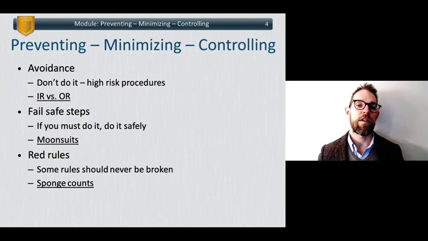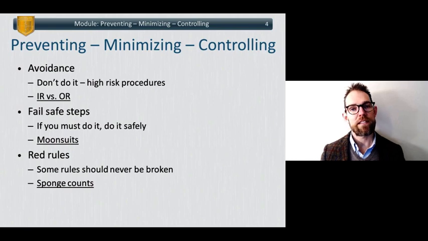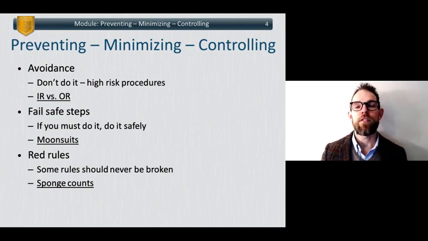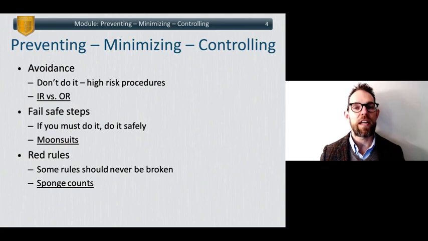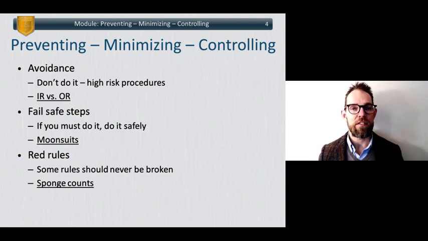So there are 3 overarching parts: avoidance, fail-safe steps, or red rules. In terms of avoidance, it's more a question of don't do it. High-risk procedures. This is a patient who has taken an ACE inhibitor and now has a swollen tongue and angioedema, airway compromise. Should I do this fiber optic intubation down in the ER? No. Let's bring this patient up to the operating room, have a trach tray on standby, an ear, nose, and throat surgeon next to the patient, and do the fiber optic intubation there. So avoiding unnecessary risk.